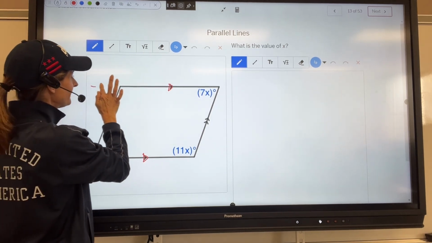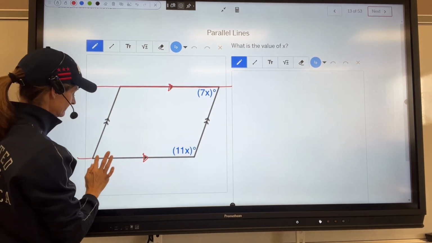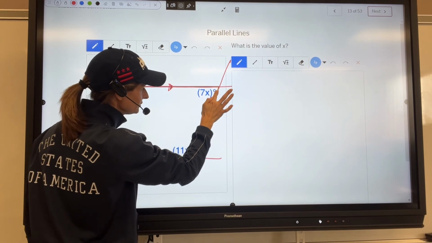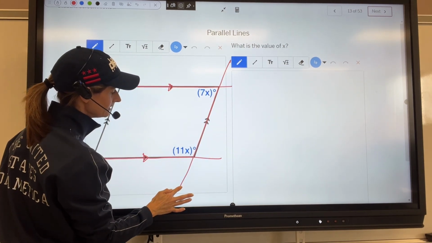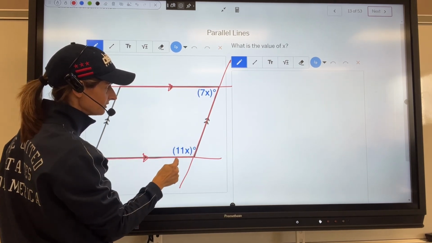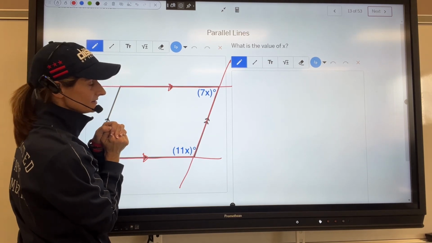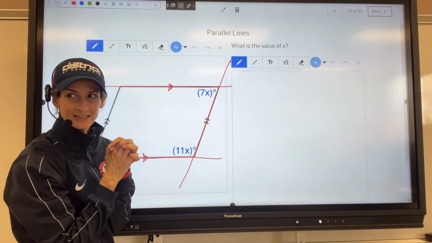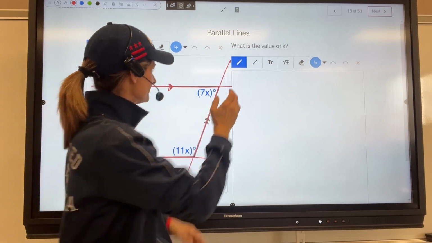They are parallel lines. So if I just extend these lines out, and then extend this as our transversal, now this problem looks just like the other ones we did. These are consecutive interior angles. Here are our parallel lines. So we know those angles are going to be supplementary. So we just add them up, set them equal to 180. It looks different because it's inside a figure. Okay, you're gonna get a lot of problems like that this year.